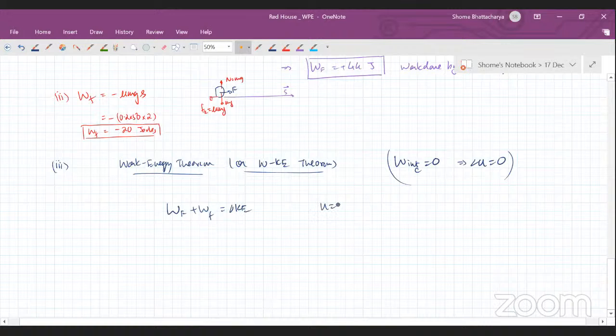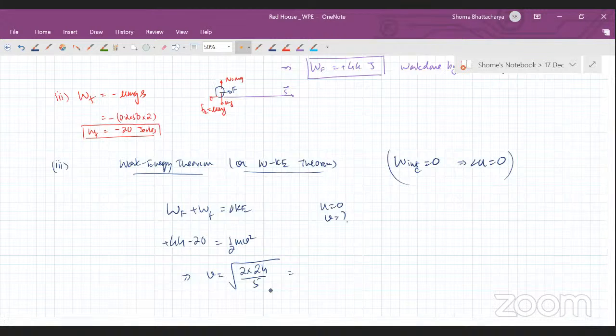So initial speed was zero. So we want to find out, 44 joules minus 20 joules is equal to half mv square. So v becomes square root of 2 into 24 divided by the mass, which was 5 kg. So this much in meters per second. We'll just quickly calculate this. So square root of 48 by 5.